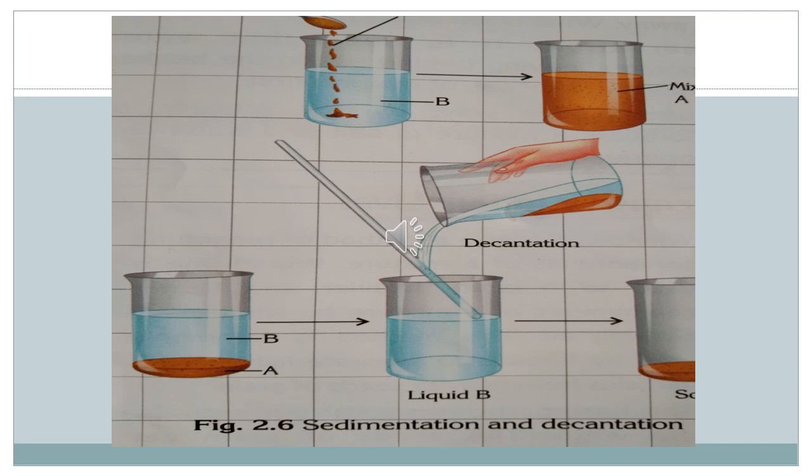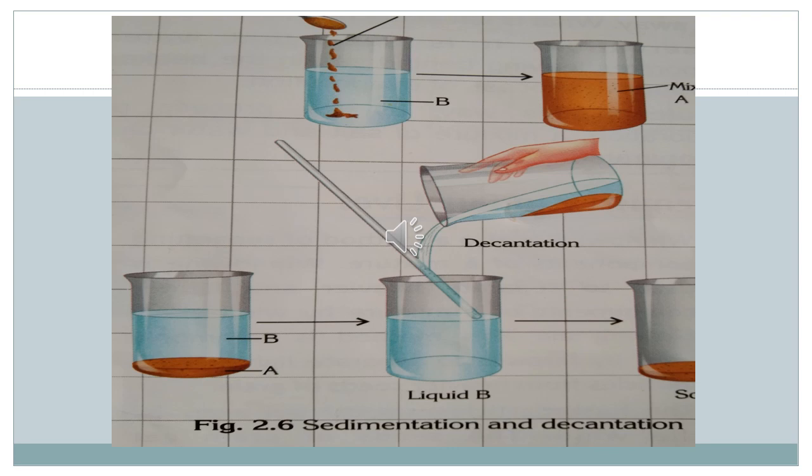Now here the technique is given. When we add the mixture of A and B in a beaker, we keep them undisturbed for some time till the insoluble component settles down. So then the last one, separation. The insoluble solid A settled down after some time, and the liquid component B is decanted carefully into another beaker, leaving behind solid A.